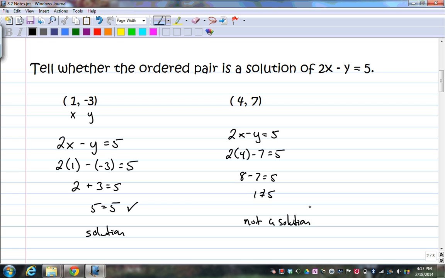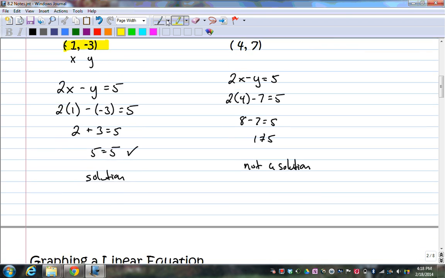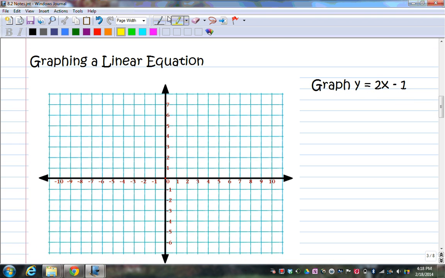Now, graphically speaking, if we were to graph 2x minus y equals 5, what a solution means is that the point would actually be on the line. So there are infinitely many solutions. Don't think that there's just going to be one for an equation, okay? That means that on the graph, that point would happen to be there, okay? Cool, let's move on. Let's graph them.